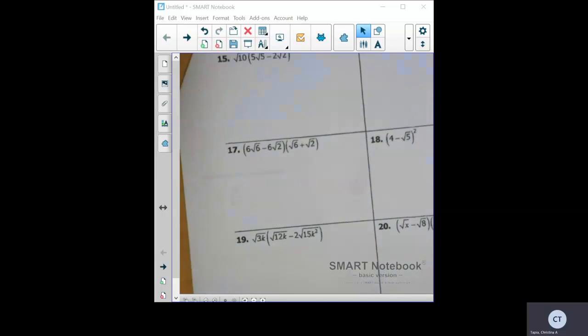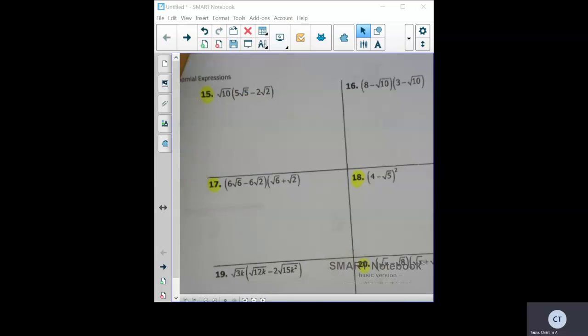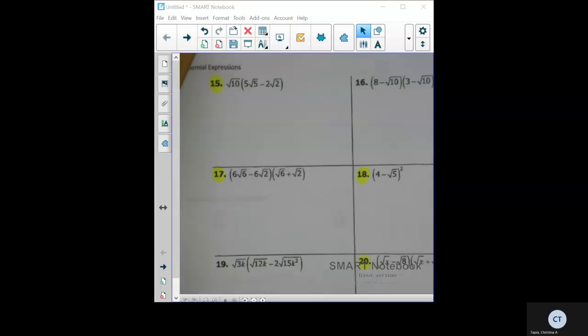I'm not going to do all of them. I'm honestly going to do 3 out of the 4 that I'd give you, but we're going to look at 15, 17, 18, and 20. For question 15, what do you think you're going to do besides panic and wish that you weren't here? What are you going to do?